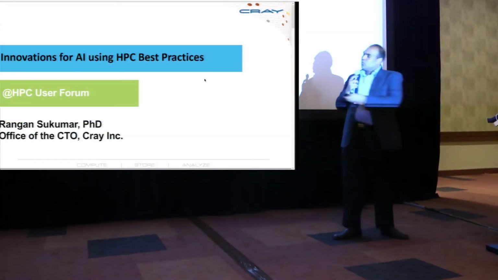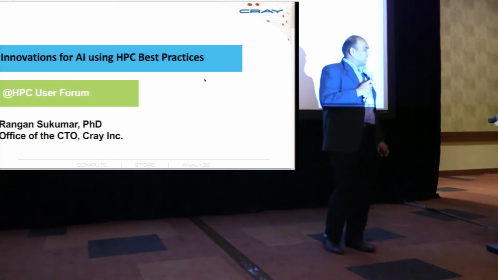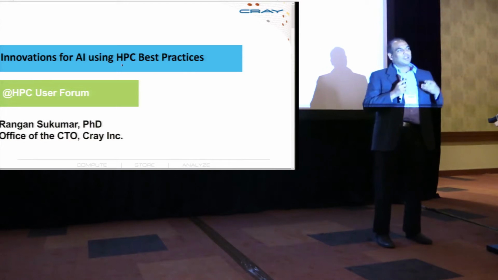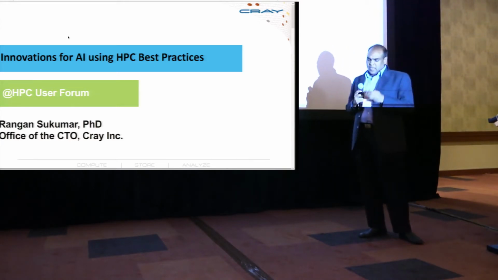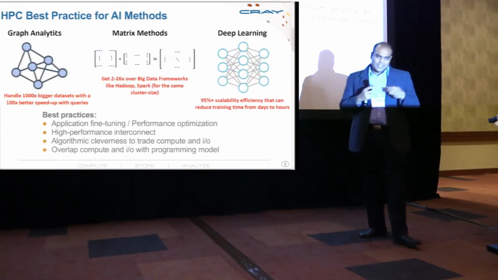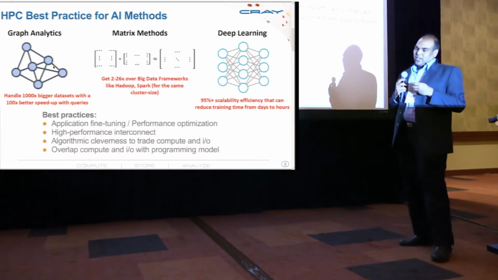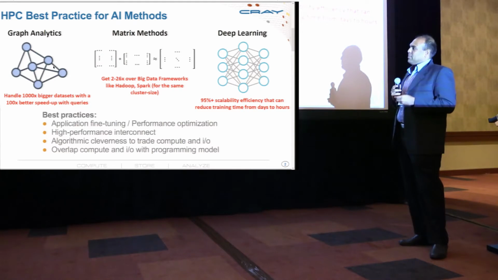All right, so I'm Rangan Sukumar, and I'm a data scientist at heart that works and drives the vision inside Cray that every supercomputer that we build going forward will have analytics and AI on it. So as a data scientist, getting to know HPC best practices, 4 things that we've tried working on and we've seen some really good impacts is the following.